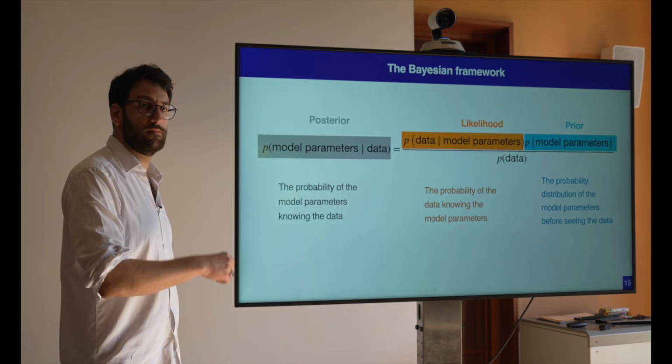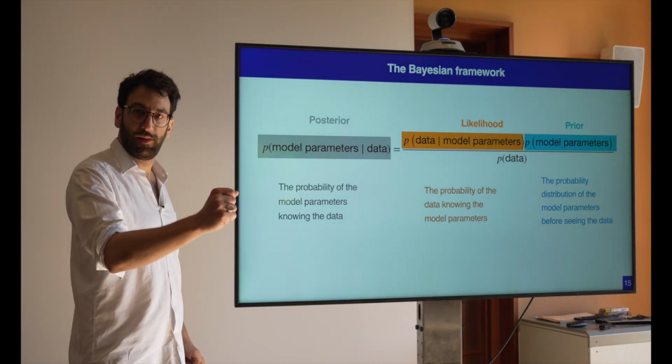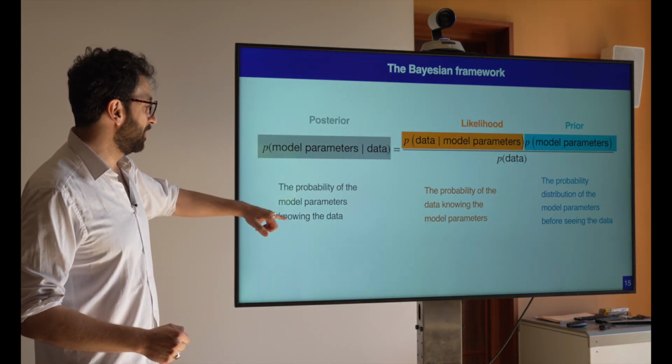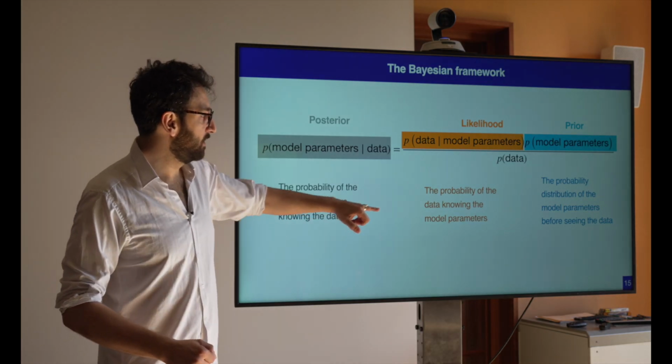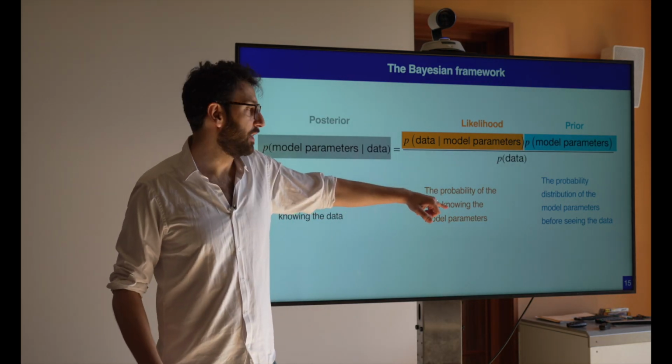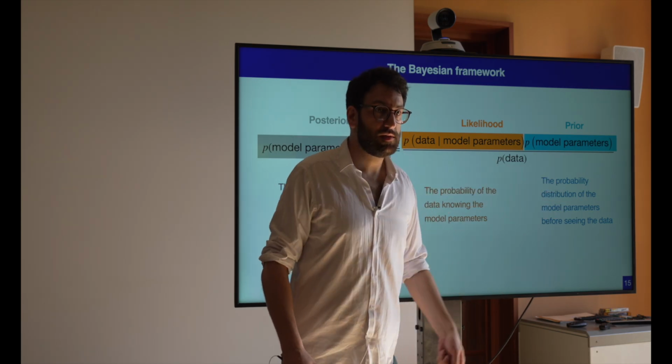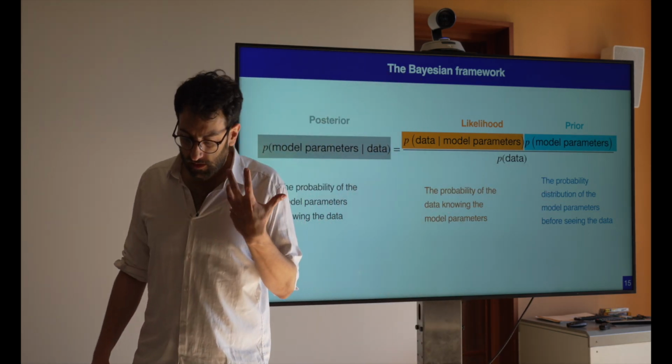Again, I'm going to say it twice because this is very important. This is the probability of the model parameters knowing the data. This is the likelihood that we've talked about at length since yesterday. And this is the probability distribution of the parameters prior to seeing the data.